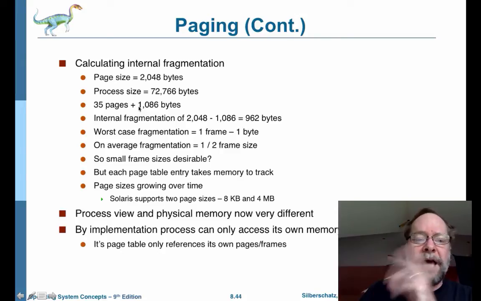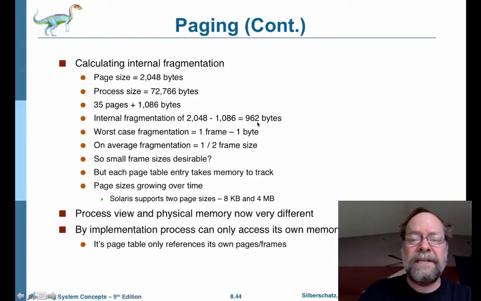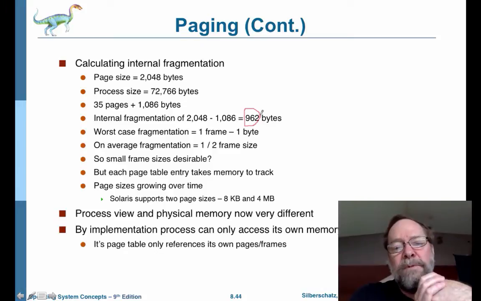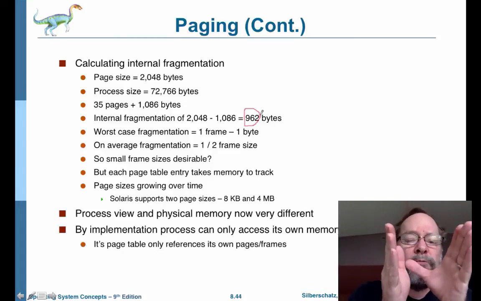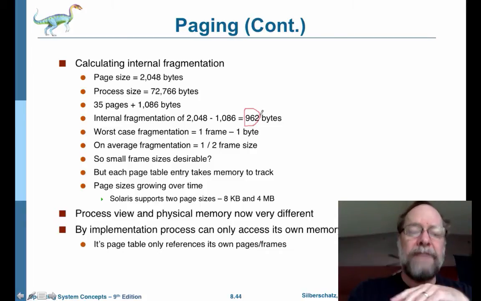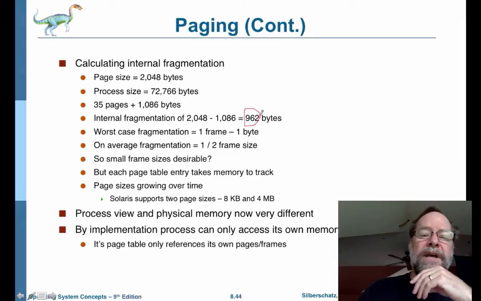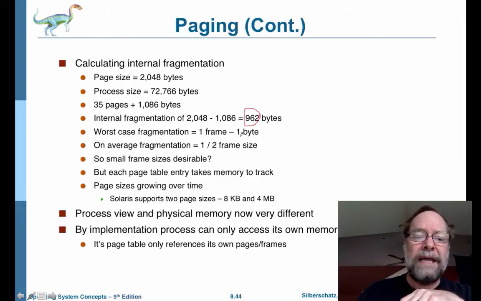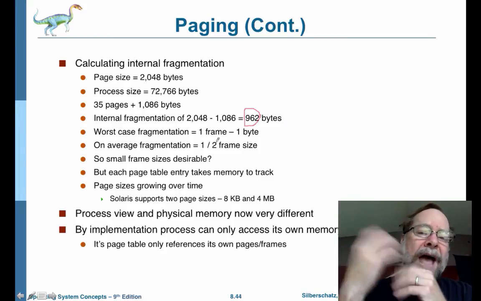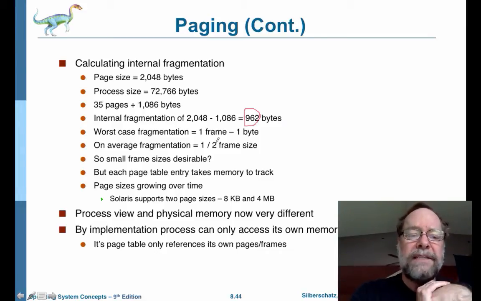So the remainder of that last frame is going to be wasted. It's going to be internal fragmentation. And you can see here that's going to be about 962 bytes that we've allocated to the process that we didn't really need to, but because of the paging scheme, we had to do it. So in the worst case, the size of our process would be just 1 byte larger than an even multiple of the size of our frames. And so then just 1 byte of the last frame would be used. On average then, you could say over a large set of processes, you'd expect to waste about 1/2 of the size of a frame for every process that you had in the system.